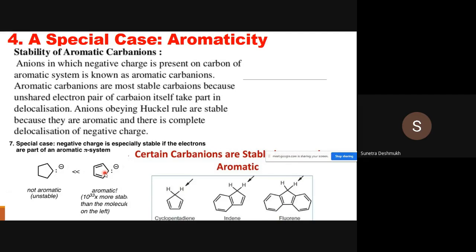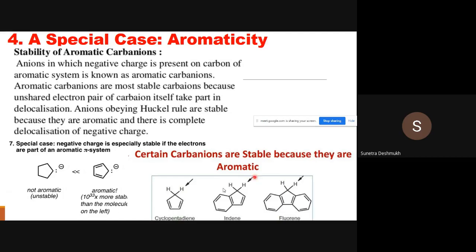So in this special case, an aromatic species which possesses a negative charge is in conjugation with the carbon-carbon double bonds present in the aromatic moiety. Due to this conjugation, it imparts more stability to that particular compound.